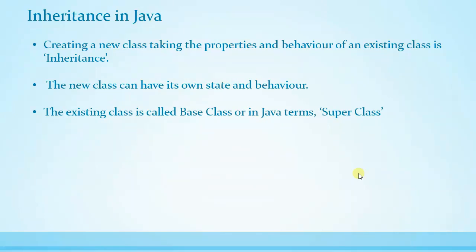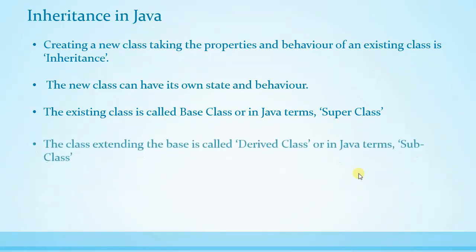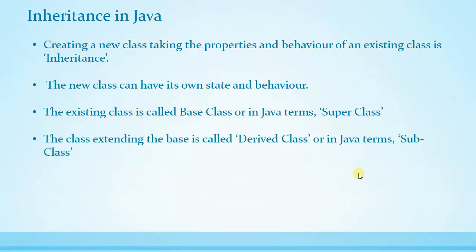So in Java terms, the existing class is called a superclass. Some programming languages call it a base class. The class extending the base class is called a derived class, and in Java we call it a subclass. So there is a superclass and the extending class, which is called a subclass.